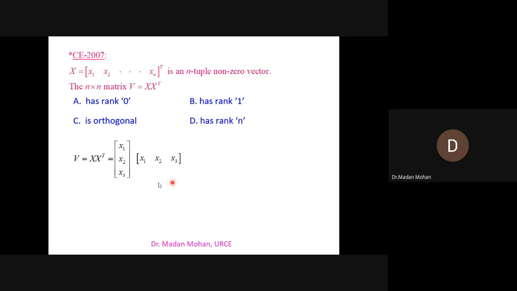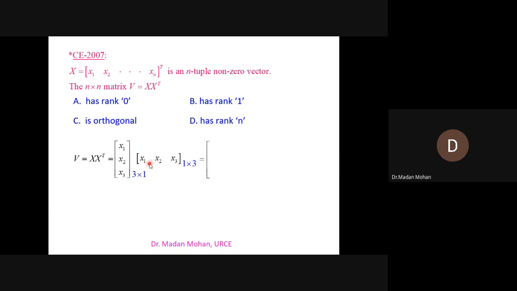Followed? Now what is the order of this one? 3 cross 1. Its order is 1 cross 3. But you are telling 1 cross 1, it's not 1 cross 1, please. You explain 1 cross 1, but it is 3 cross 3. You're following? X is the transpose of this one, which means the row transpose is a column vector, and its transpose is a row vector. It is 3 cross 3, please.